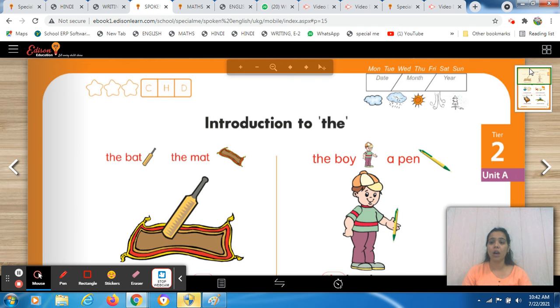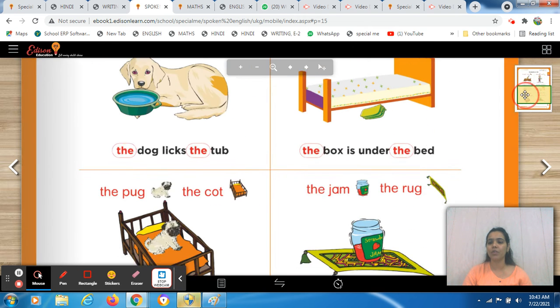Okay, so now today I'll introduce you an article, the. Okay, articles are of three kinds, but this is just an introduction. You don't have to give a brief introduction about articles. You just come to know only about the, how we will use the in our sentences and why we use the. Okay, so you just have to use the for forming the sentences. So today we will give you introduction of the.